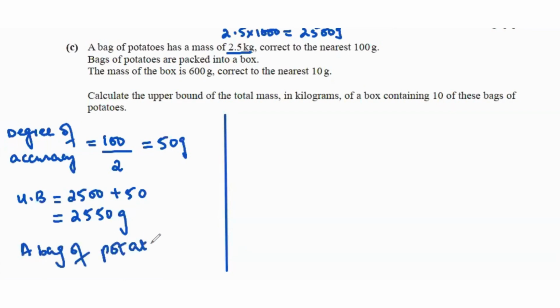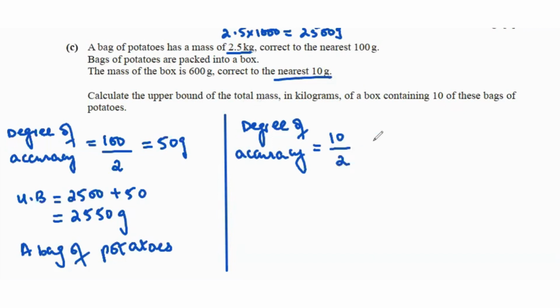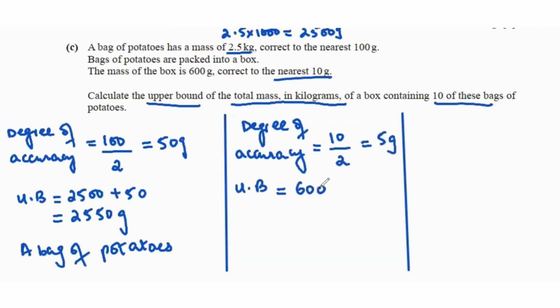Now, next it says that the mass of the box is 600 grams. So now we find the degree of accuracy for that. So the degree of accuracy is going to be 10 because it's nearest to 10 grams, divided by 2, which is 5 grams. Upper bound of that is going to be 600 plus 5, which is 605 grams. This is your mass of the box.